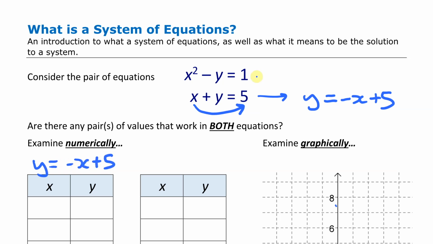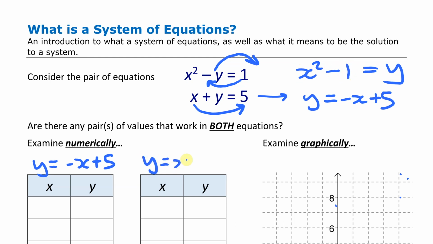To do the other one, the quadratic, you could do the same thing and move the x squared over, but since this is a minus y here, I prefer actually to move it to the other side, because then it becomes positive y, and leave the x squared where it is, and then move the 1 over to the left side, and you get minus 1. So that one is y equals x squared minus 1.